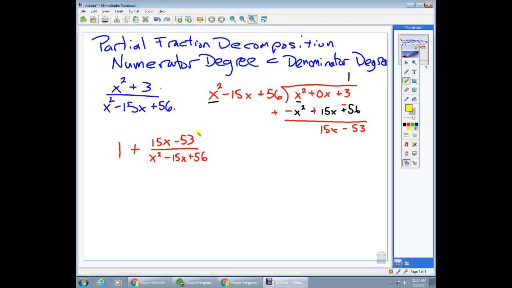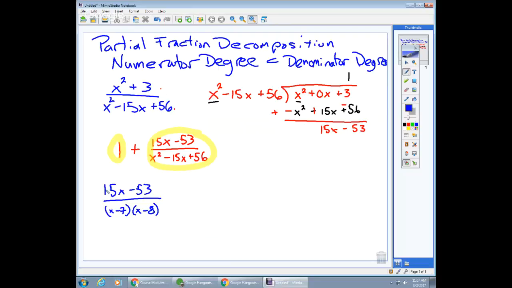And now I can do partial fractions on that proper rational function, because the degree of the numerator is less than the degree of the denominator. But that has to be true before partial fractions can work. And I don't mind this first part too much, because I love taking the antiderivative of 1. It's quite nice. So we'll continue this problem by doing it correctly. And so now I have to apply partial fractions to this part right there. So keep in mind that 15x minus 53 is really divided by x minus 7 times x minus 8, because that factors, we always have to factor first.